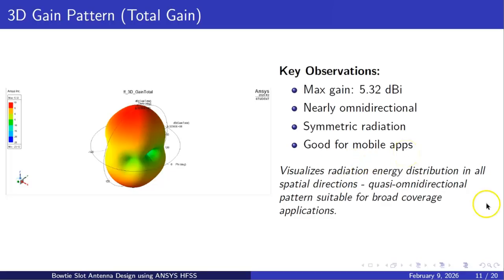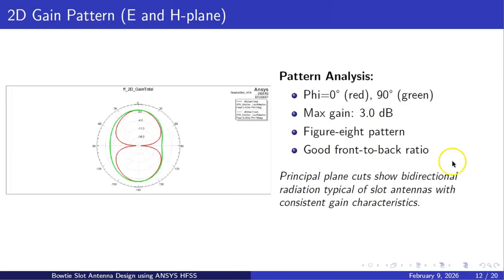The two-dimensional gain patterns show radiation in the principal E and H planes. The red curve represents phi equals 0 degrees, while the green curve shows phi equals 90 degrees. Both patterns exhibit a figure 8 shape with a maximum gain of 3 dB. These principal plane cuts show bidirectional radiation typical of slot antennas.